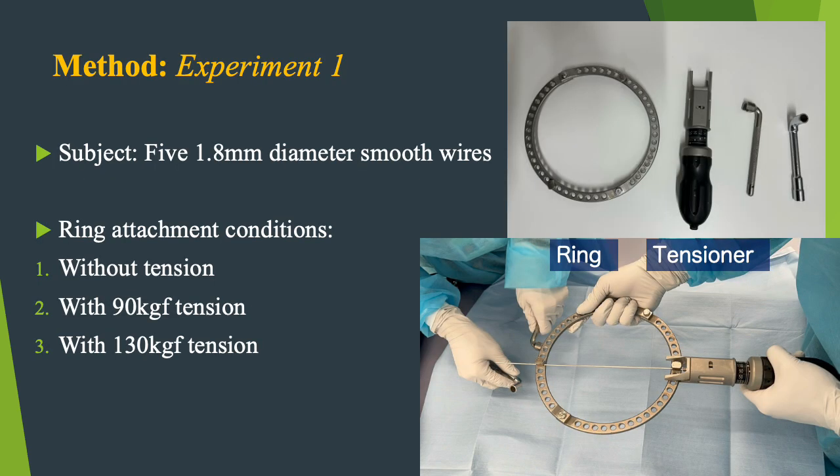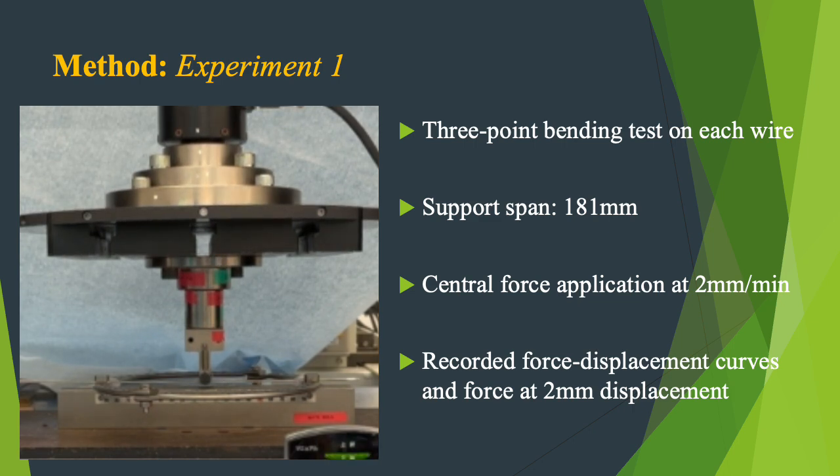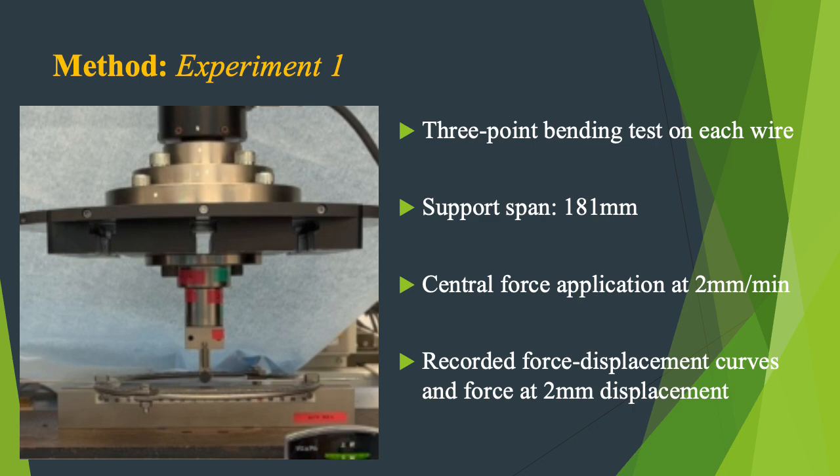Method. We conducted our first experiment using 5 1.8 mm diameter smooth wires. We compared 3 different ring attachment conditions: without tension, with 19 kgf tension, and with 130 kgf tension. We performed 3-point bending tests on each wire with the following parameters: support span 181 mm, central force application at 2 mm per minute. We recorded the force displacement curve and force at 2 mm displacement.